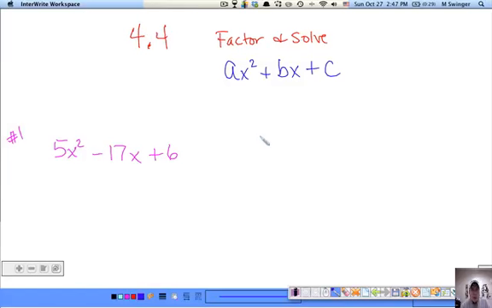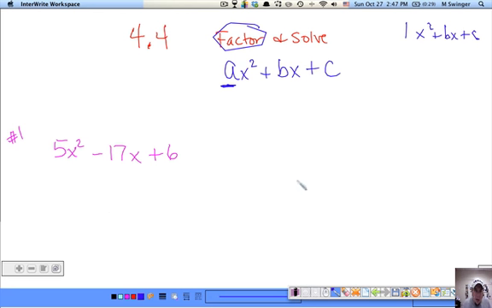Here's section 4.4. What we're going to do this section is factor and solve ax squared plus bx plus c. Now what's different from this than the other stuff we were factoring? x squared plus bx plus c. Well, you notice an a here. There's no a here. But does that mean there's not an a right here? No, that means a is always 1 in this case, so we don't have to worry about it.